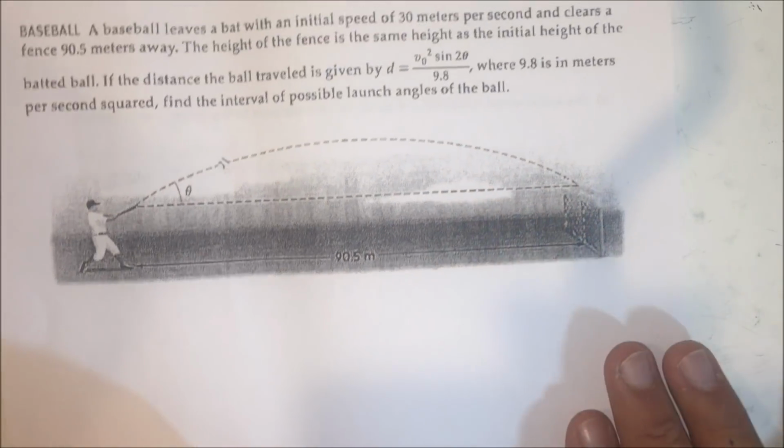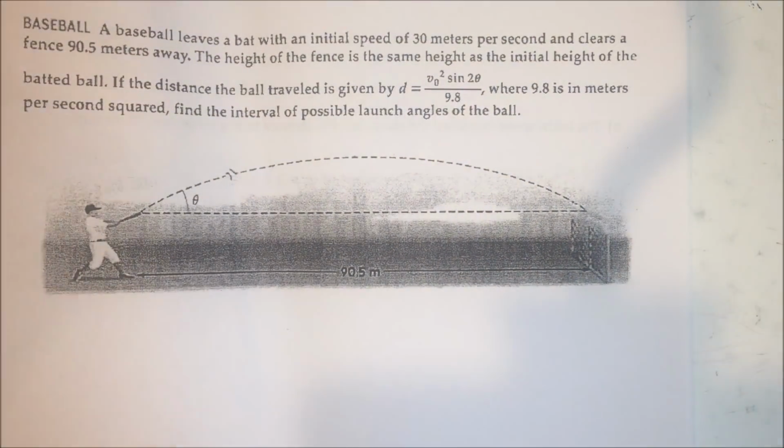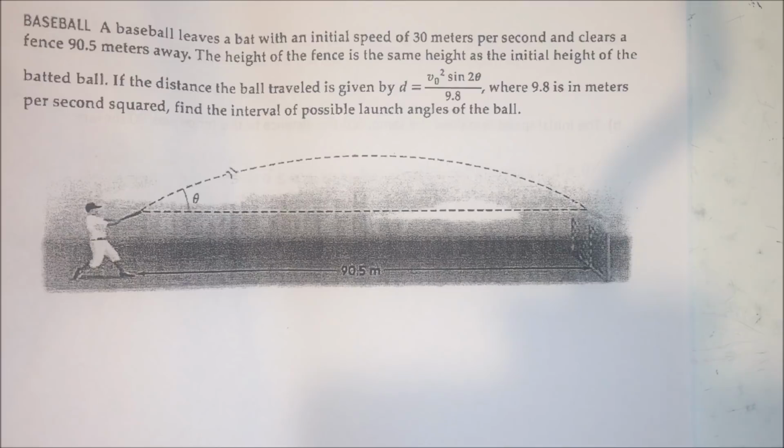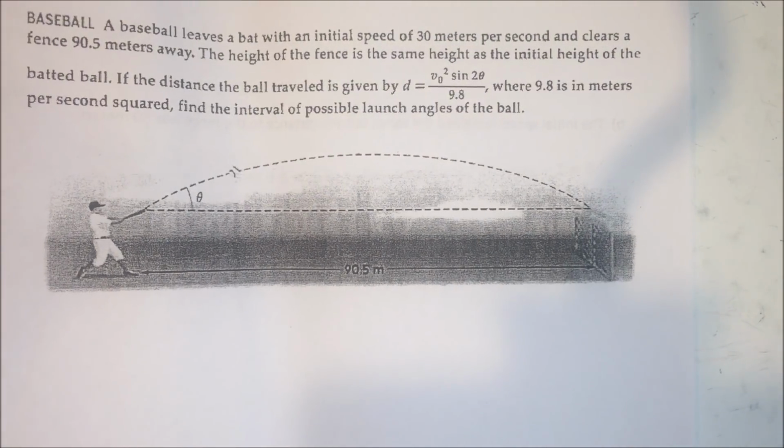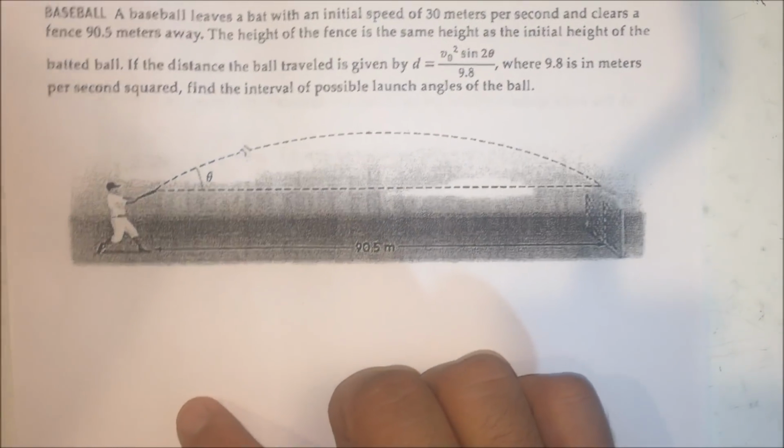Now that seems like a lot, but if you think about it, we're really not asking for anything too complicated here. We're really just saying, what angles can the player hit this ball so that if he hits it too low, it's not going to go over the fence at all, it's just going to ground out. But if he hits it too high, if he hits it on too much of an uppercut, he's going to end up hitting a pop fly.